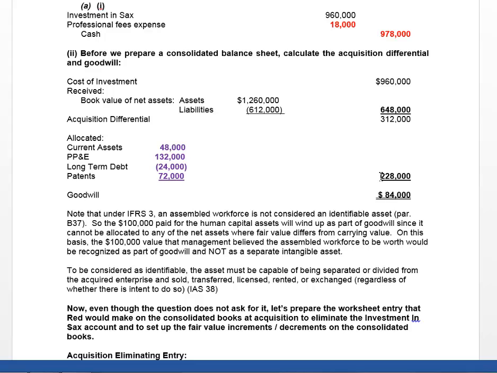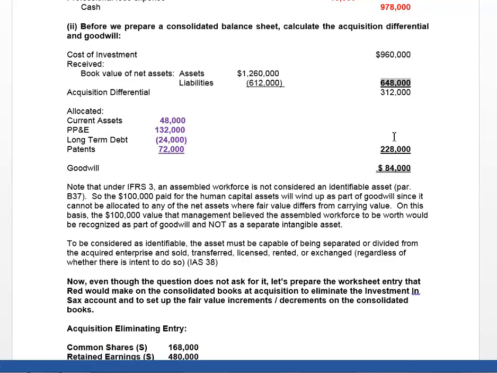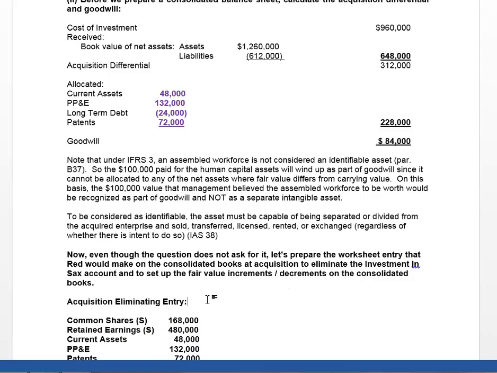So with that in mind, if I included the investment, but at the same time included the increments and goodwill, all the increments that I'm setting up, account by account, and the goodwill, and the book value of the sub, I would be double counting the investment. I would get a consolidated balance sheet that doesn't balance. If you don't believe it, try it yourself and see what you get. So that's why at acquisition, to facilitate the preparation of the consolidated balance sheet, we are going to prepare this worksheet entry.